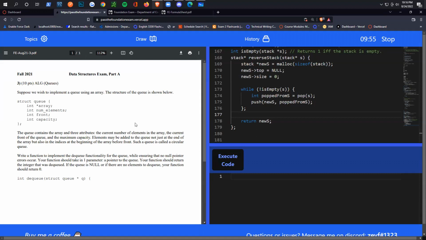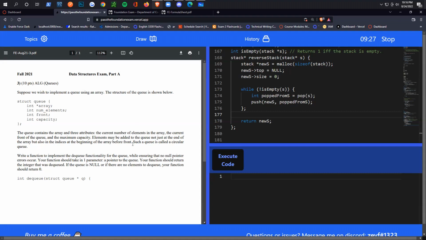So we wish to implement a queue using an array. The structure of the queue is as following. So the queue contains 3 attributes: the number of elements, the front, and the maximum capacity. So write a function to implement the dequeue functionality for a queue while ensuring that no null pointer error occurred. Take in one parameter, the pointer to the queue, and return what was dequeued. If the queue is null or there's no elements, return 0.